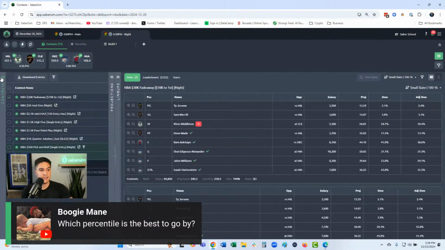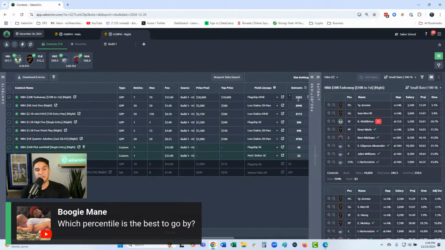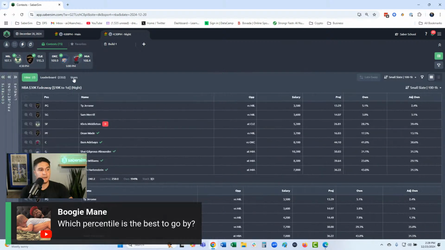So for instance, this contest, 2,352 entries. Top 1% is the top 24 entries. Top 0.1% is the top 3. You're really trying to get in the top 0.1% more often than not. So 99th percentile would get you as close to that as possible. So I would say 99th percentile.